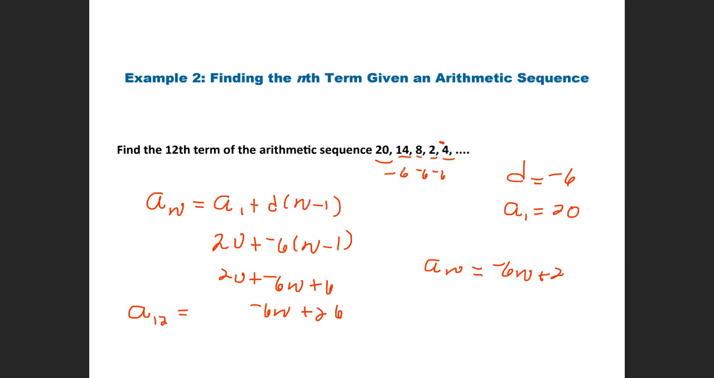-6n plus 26. Does it work? Well, just pick any one of the terms that you know. I know the third term is 8. So if I put 3 in here, I should get 8. -6 times 3 plus 26. -6 times 3 is -18 plus 26, which is 8. Huh, it does work. And then it wants me to find the 12th term. Just plug 12 in here, and you would get the 12th term. This is called an explicit formula.